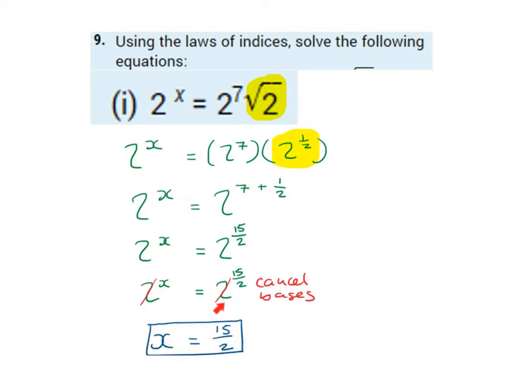And you can check your answer by substituting 15 over 2 in place of that x. So 2 to the power of 15 over 2, if you put that into your calculator, you will get 181.019336. And if you put 2 to the power of 7 root 2 into your calculator, you will get the same. And that's how you know that x is definitely equal to 15 over 2.